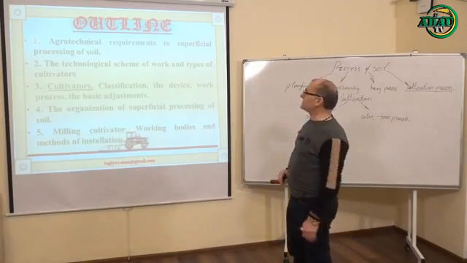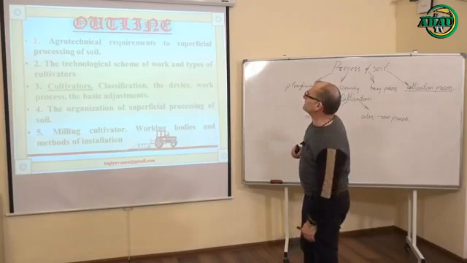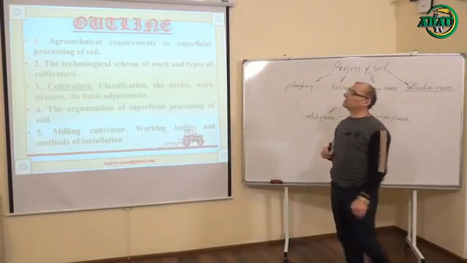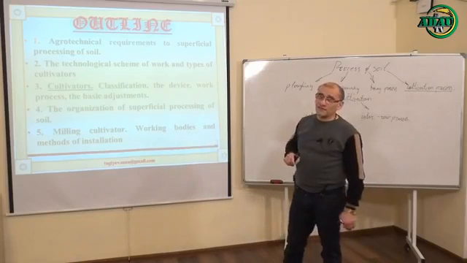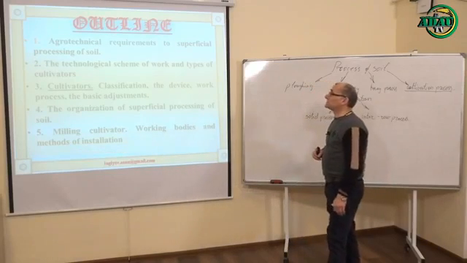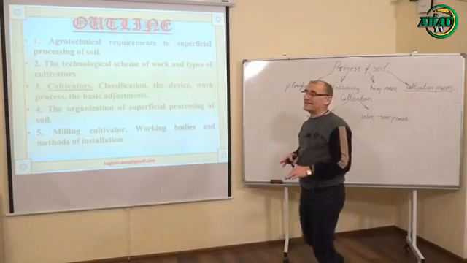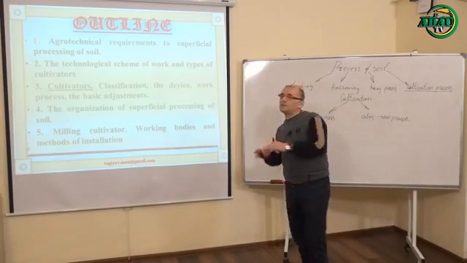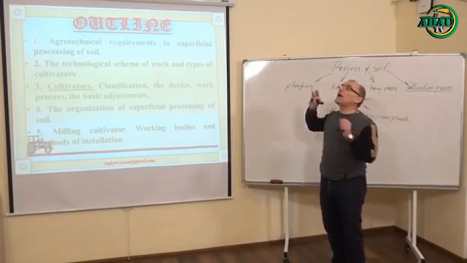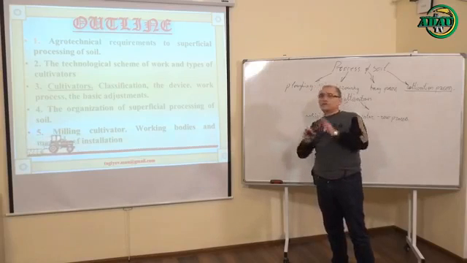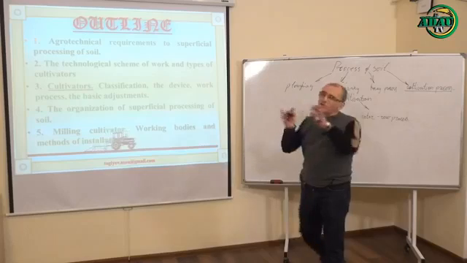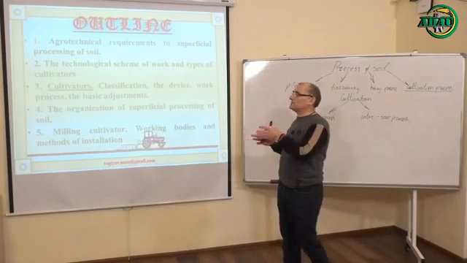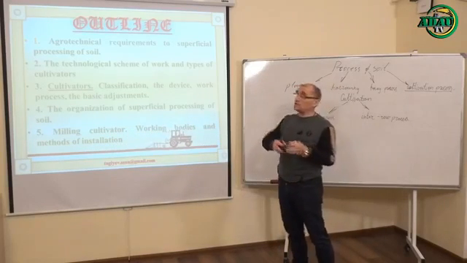The first item is dedicated to the agro-technical requirements of surface processing. This applies not only to this kind of agricultural machine, but to every machine in an agricultural process, which needs a deeper analysis of requirements. Because without that, we could never know the advantages or disadvantages of using this machine or this operation on this soil.